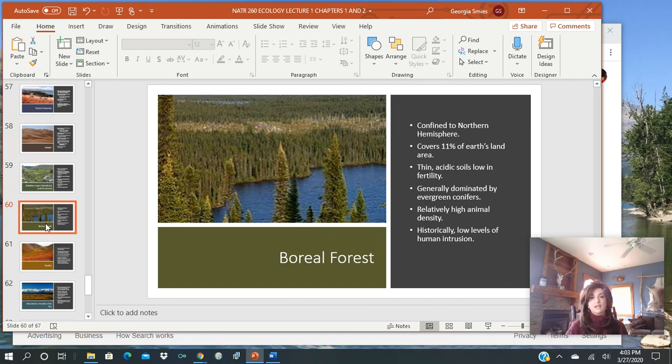Mediterranean woodlands and shrublands, again, I'll let you just read the characteristics over here. Boreal forest, this is a huge swath of habitat that is circumpolar around all of the top of the planet. It covers 11% of the Earth's total surface. Some of our last remaining really big animals, northern animals, live in these habitats. Relatively high animal density and very little human intrusion. These tend to be pretty rugged habitats, and as a result, they've kept people out.